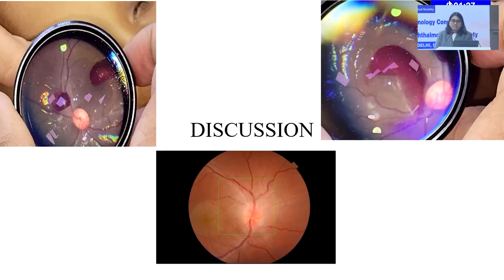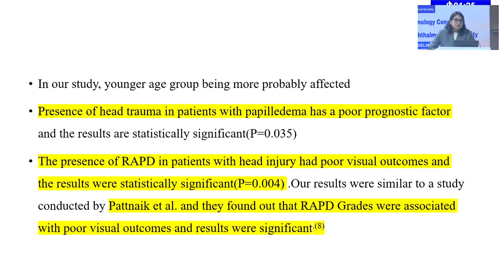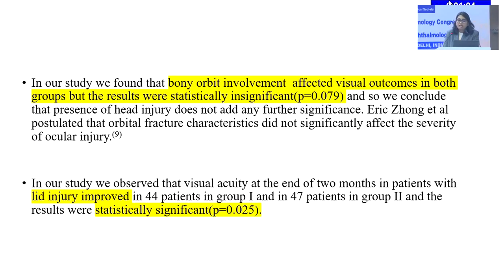Coming to the final discussion and summarizing, the presence of head trauma in patients with papilledema was a poor prognostic factor and it was statistically significant. The presence of RAPD in patients with head injury also had poor visual outcomes, which correlates with previous literature showing that RAPD grades were associated with poor visual outcomes. We also found that bony orbit involvement affected visual outcomes in both the groups, but results were statistically insignificant. Lid injury was also noted and the results were statistically significant.